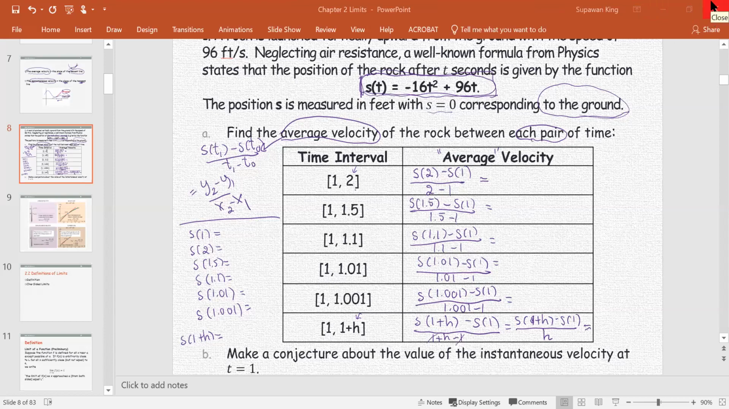If you don't have the calculator, you can use the web-based calculator to get the value out. Because I know it's very tedious, but this is a foundation, and we're gonna put them together to come up with the limit definition.